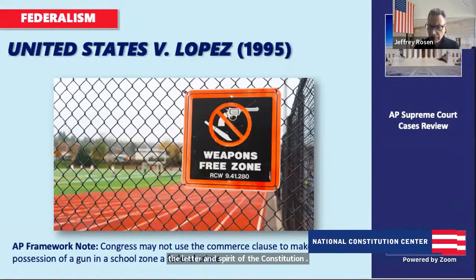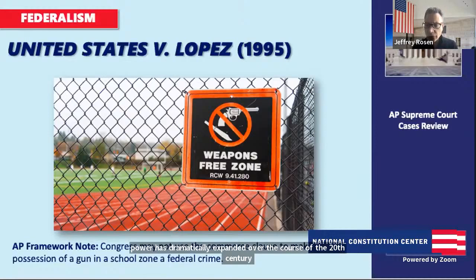Federal power has dramatically expanded over the course of the 20th century. And during the New Deal era, especially after 1936 and the court's "switch in time," the court basically got out of the business of striking down federal laws as beyond Congress's power under the Commerce Clause of the Constitution, which gives Congress the power to regulate interstate commerce.